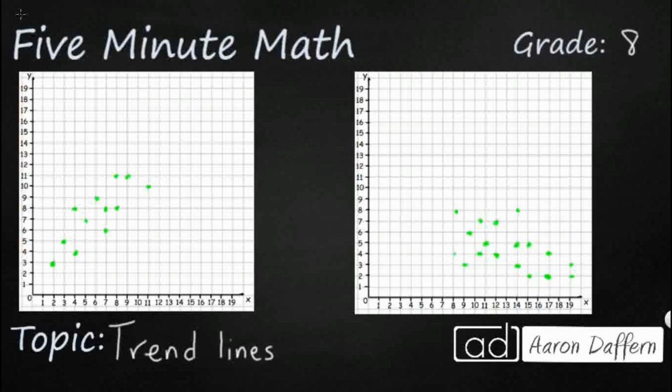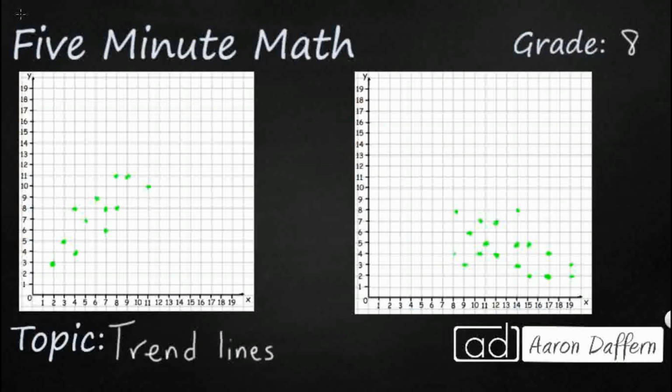Today we are looking at the 8th grade concept of trend lines, specifically how we can use them to predict future points, and we will do it in 5 minutes or less. So what we have here are two different coordinate grids. We're just looking at positive values now, so we're in quadrant 1. And what we will do is we'll just start looking for a pattern.